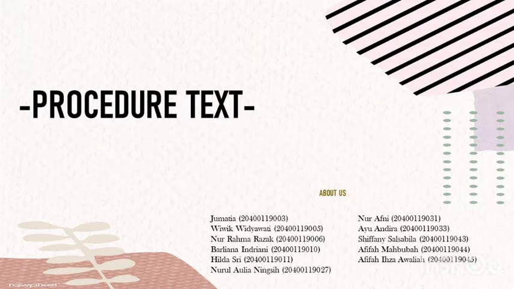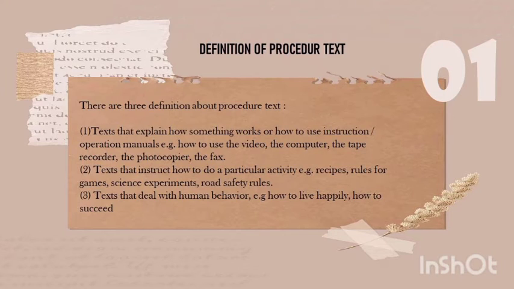Now I will explain about my group material about procedure text. The definition of procedure text. Procedure text is text that explains how something works or how to use instruction or operation manuals. Examples: how to use the video, the computer, the tape recorder, the photocopier, and the fax.